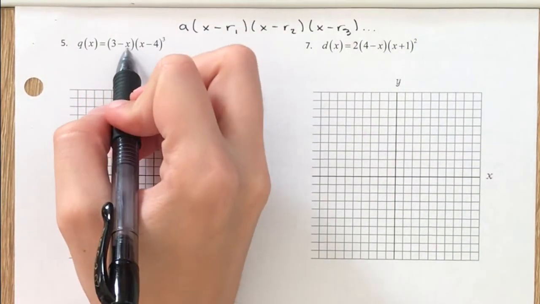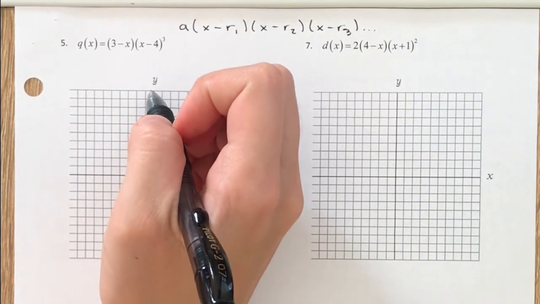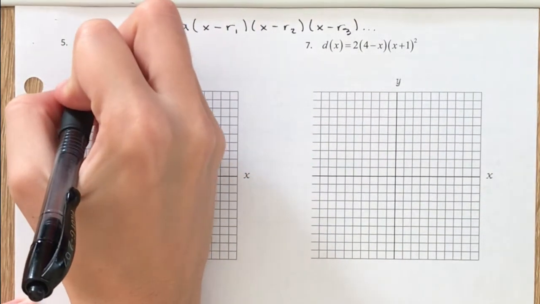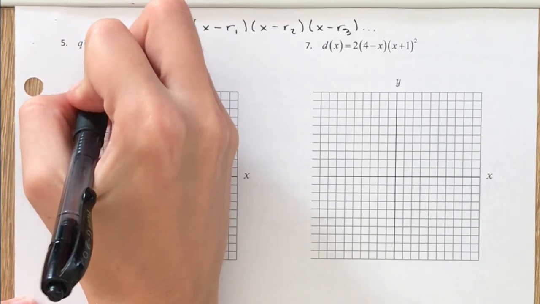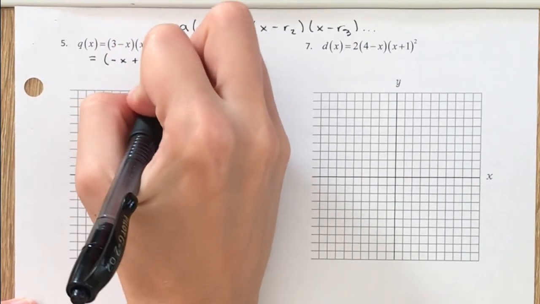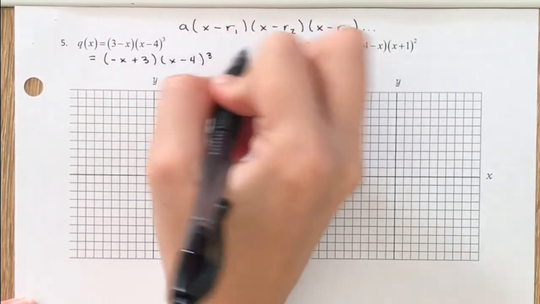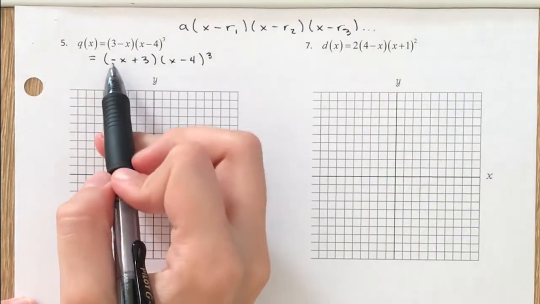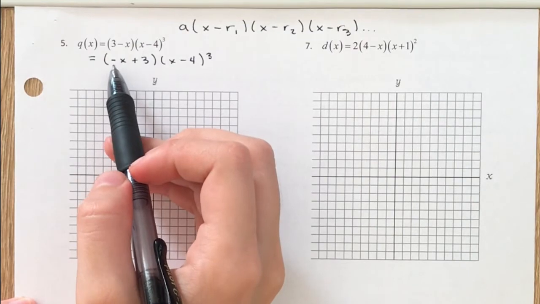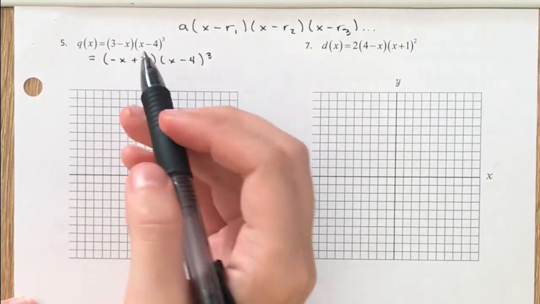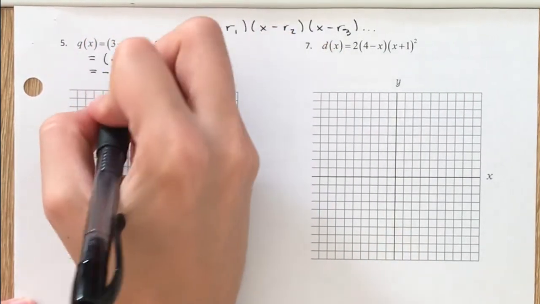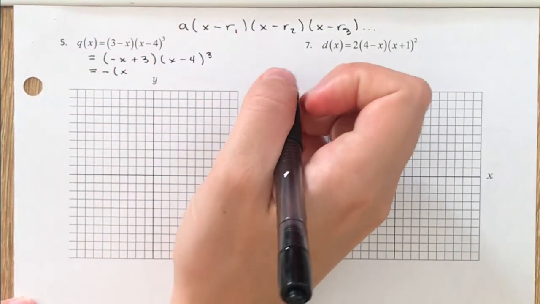How can we do that? How can we make 3 minus x look like x minus something? Let's start by writing it with the x first. So that would mean we have negative x plus 3 times x minus 4 cubed. So now, in order to get the x by itself, we have to get rid of this negative, which we can do by simply factoring, right? So I divide each term by -1. The negative comes out front. That gets the x by itself.